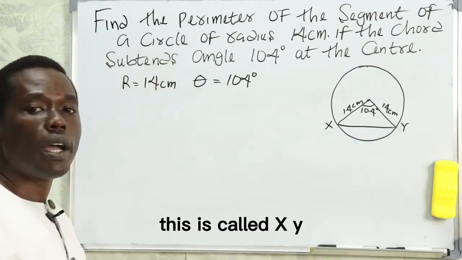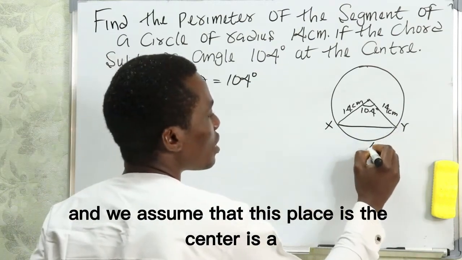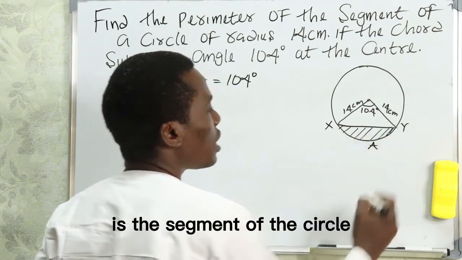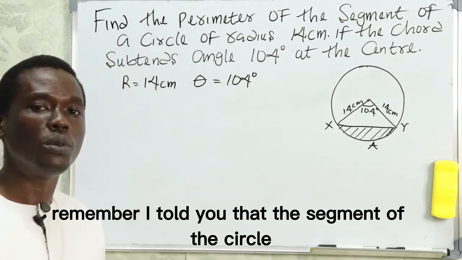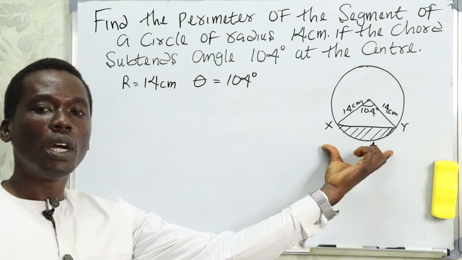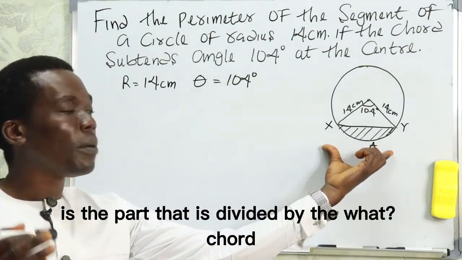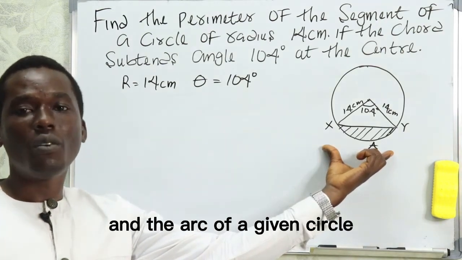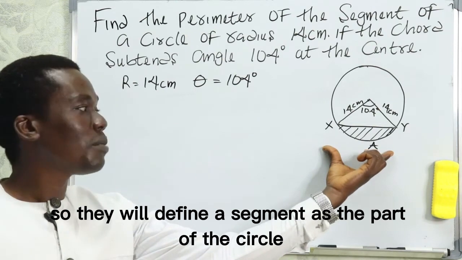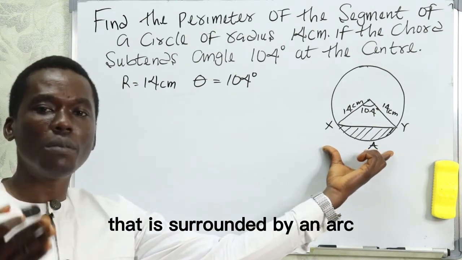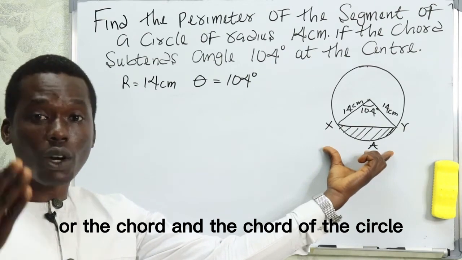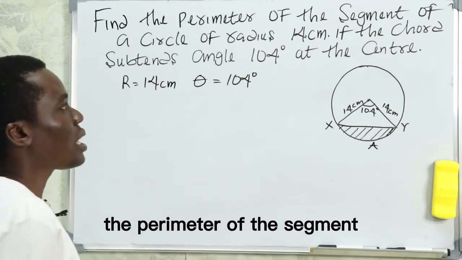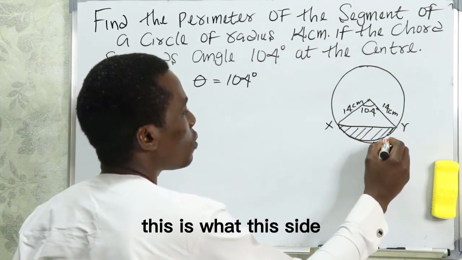This is called XY, and if we assume that this place is the center, A, that means all this place is the segment of the circle. Remember, I told you that the segment of the circle is the part that is divided by the chord and the arc of a given circle. So they will define a segment as the part of the circle that is surrounded by an arc and the chord of the circle. So we are asked to find the perimeter of the segment, which is this side.